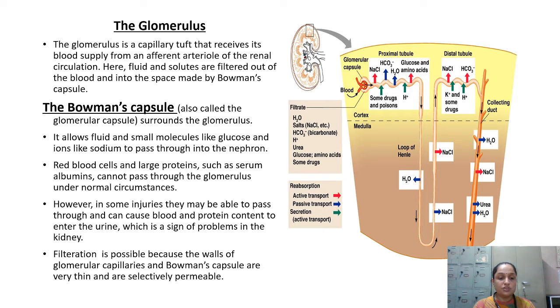Okay, filtration is possible because the walls of the glomerular capillaries and Bowman capsule are very thin. See, whatever the filtrate has come out of the glomerulus has entered into the Bowman capsule, that is all because their walls are very thin, and it's selectively permeable.